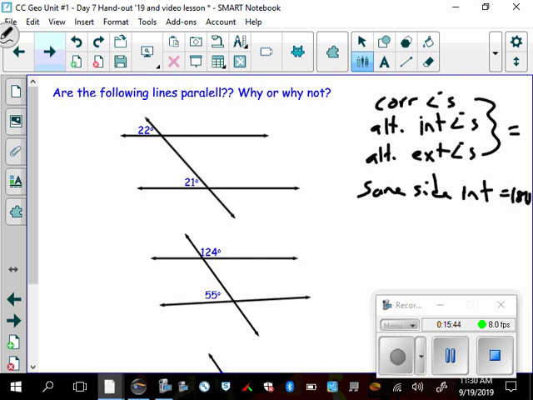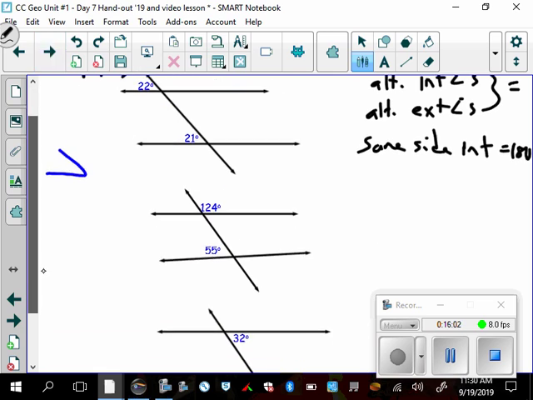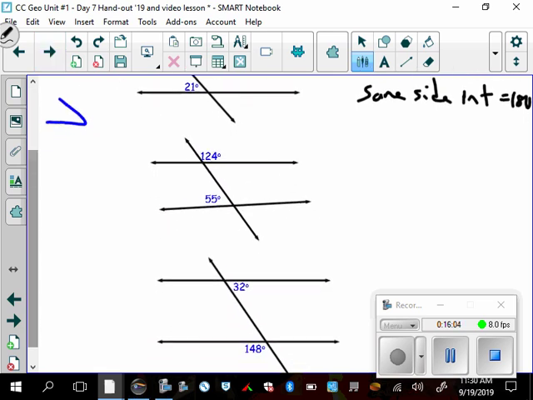Okay, so if these were parallel, I should be able to slide this angle up to that angle. Okay, but 21 doesn't equal 22. So these are not parallel. The corresponding angles were not equal. Same idea here. I could alternate interior this up to here, but 124 and 55 does not equal 180. So these are not parallel.